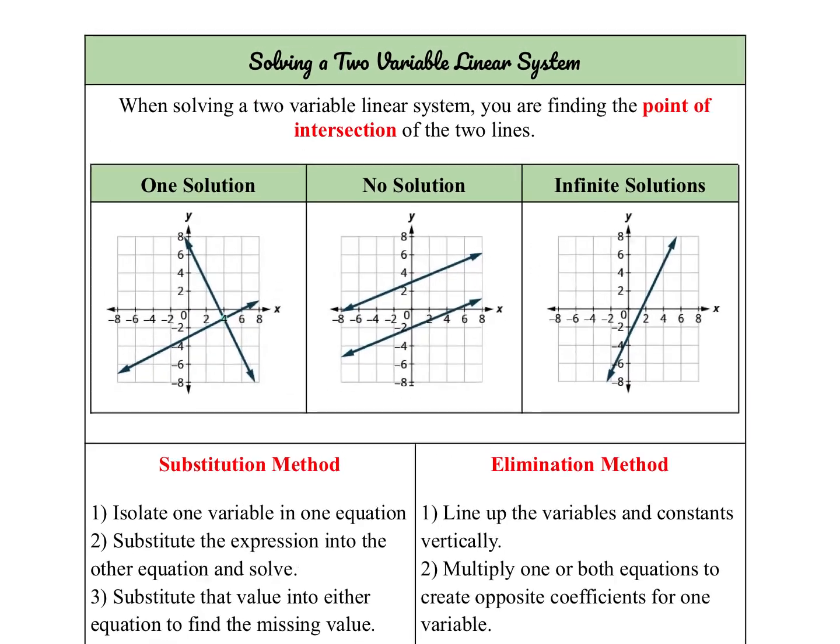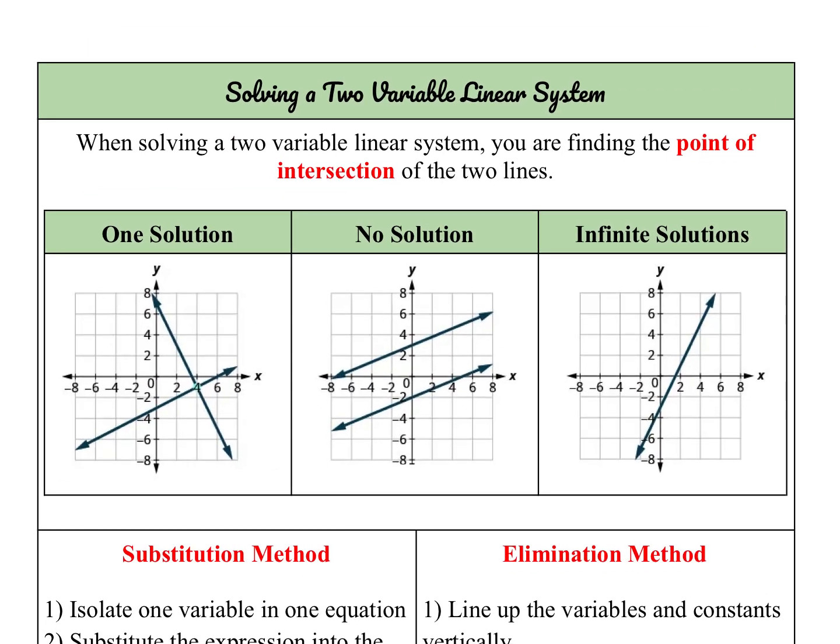All right, so we're going to start today's lesson by solving a two-variable linear system. So we essentially are going to have two linear equations, and our goal is to solve them, which is essentially finding the point of intersection of the two lines. So there's three things that could happen if you're looking for a point of intersection of two lines.